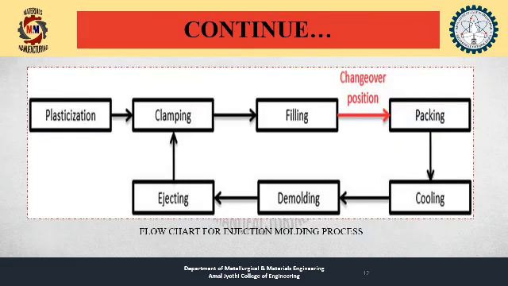Now, this is the flow chart for the injection molding process. The first step is plasticization. The next is clamping, followed by filling. After filling there is a changeover in position. Then it undergoes packing, followed by cooling. Then comes the demolding process. The last step is ejecting. After ejecting, some of the parts will again undergo clamping, followed by the same cycle: filling, packing, cooling, demolding and ejecting.